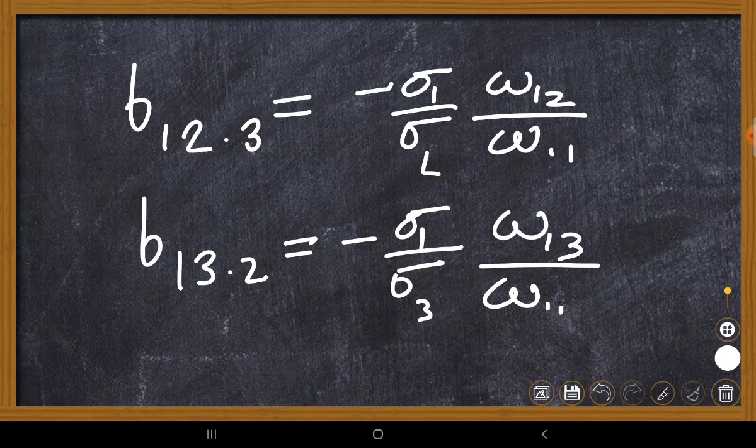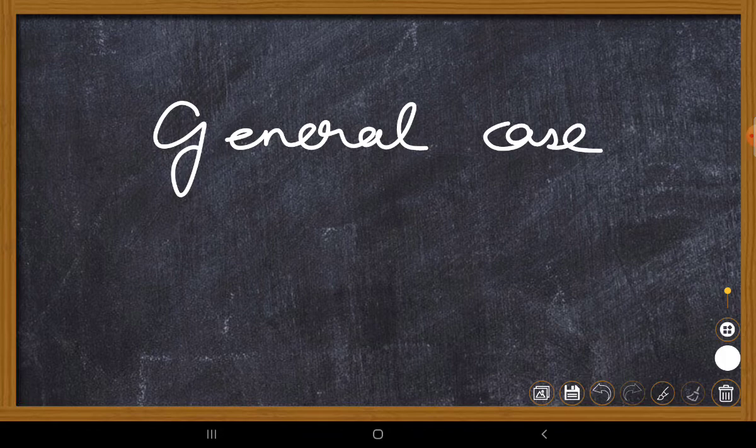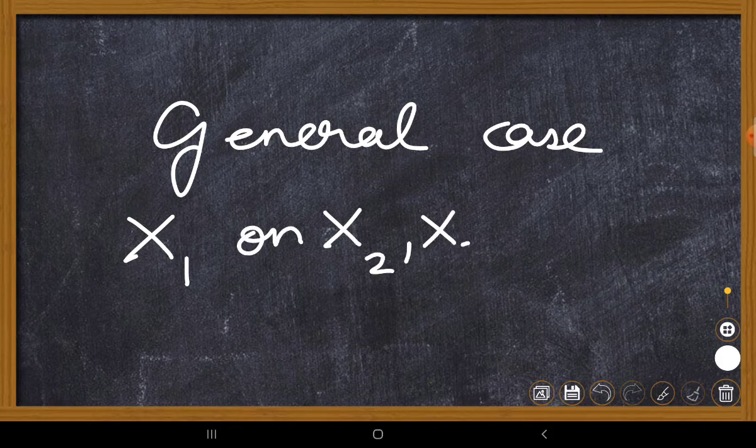You can try by yourself for the general case. It's not hard at all. In the same way, you find the equation of the plane of regression of x1 on x2, x3, and so on up to xn. Just approach it in the same way, and then you can easily find it.